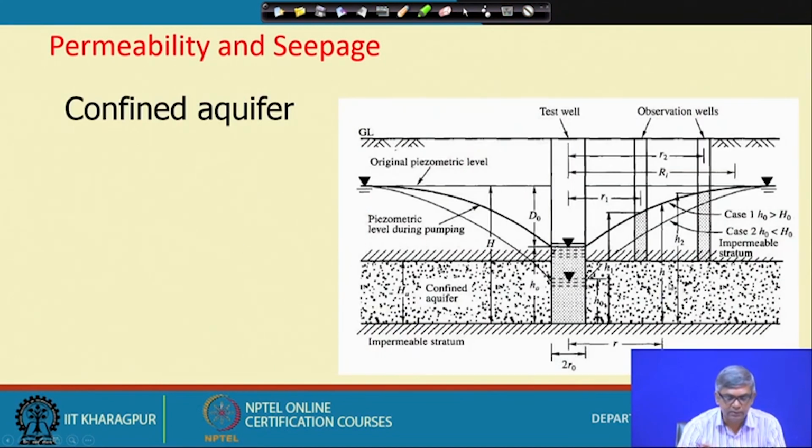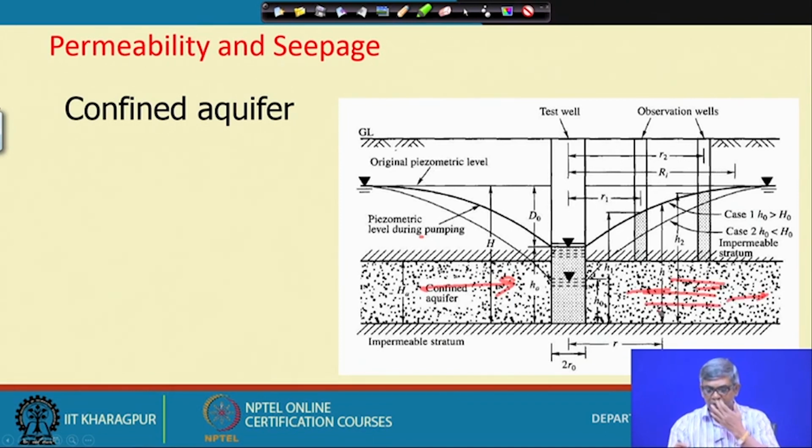The next slide is about the fact that, as I have told you, the water bearing layer can be unconfined or confined. This is a case of a confined aquifer. What does confined mean? Here you can see it is the same as the previous one, the only thing is this is maybe a very thick clay layer, this is an impermeable layer, and this is the sand layer which is holding the water.